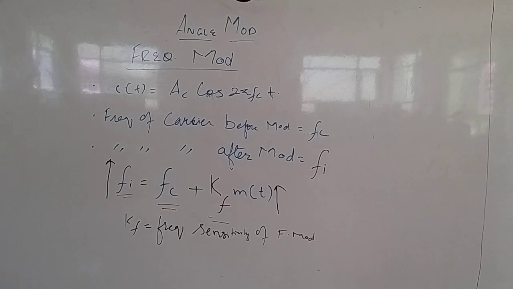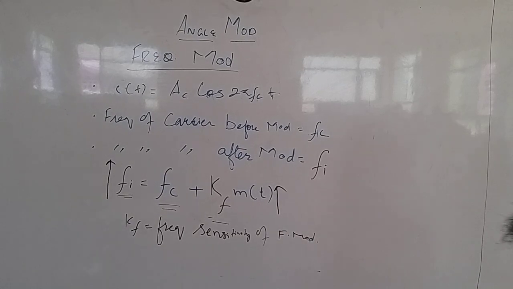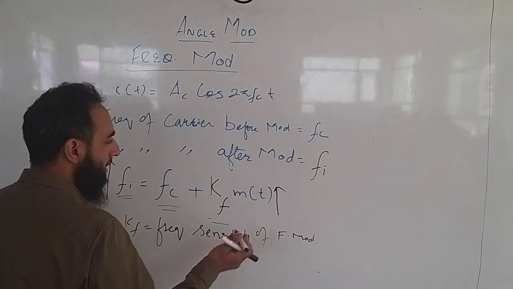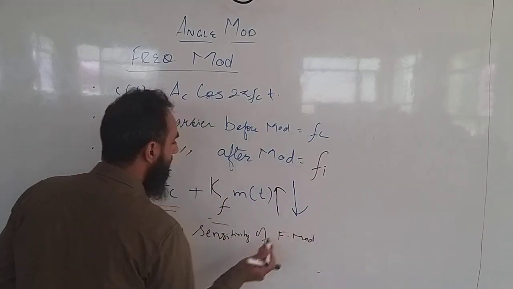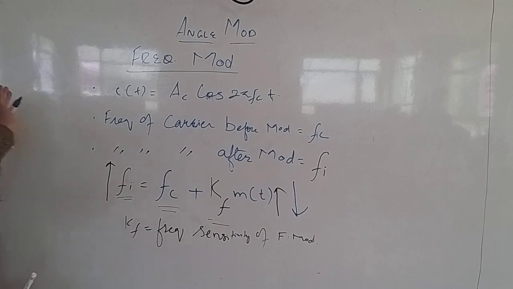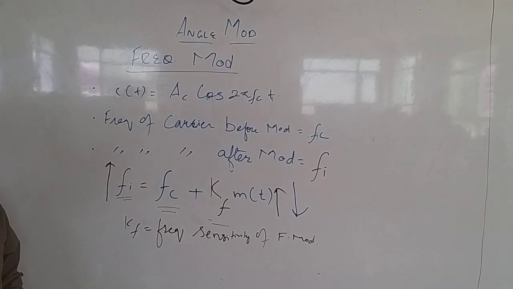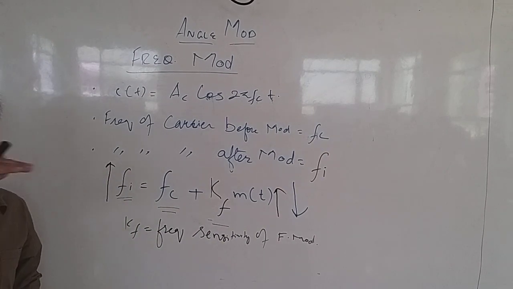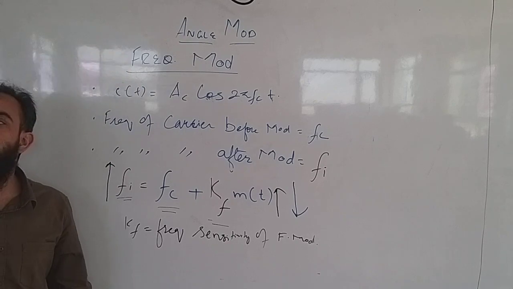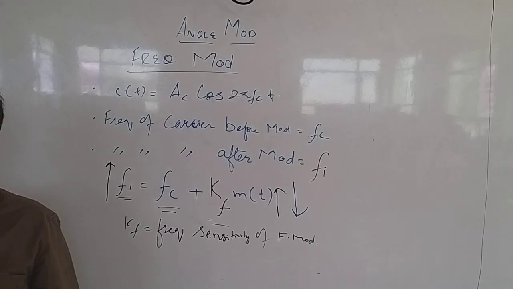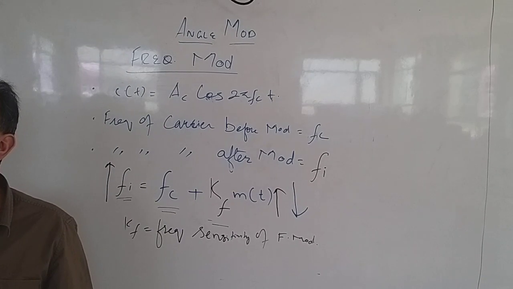m of t is negative, fi is less than fc. केस 3: ये कम हो गया, m of t नीचे जा रहा है, इमेजिन दैट साइन वेव का पॉजिटिव पीक एंड साइन वेव का नेगेटिव पीक. तो जब हमारे साइन वेव का, मैं किस साइन वेव की बात कर रहा हूँ आप बताइए.